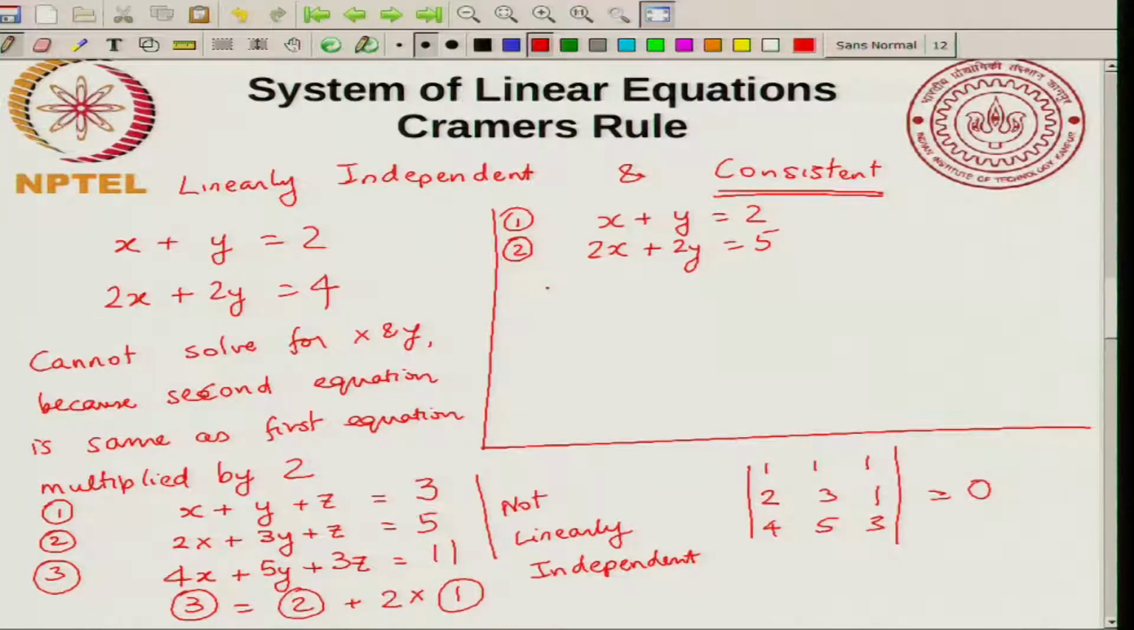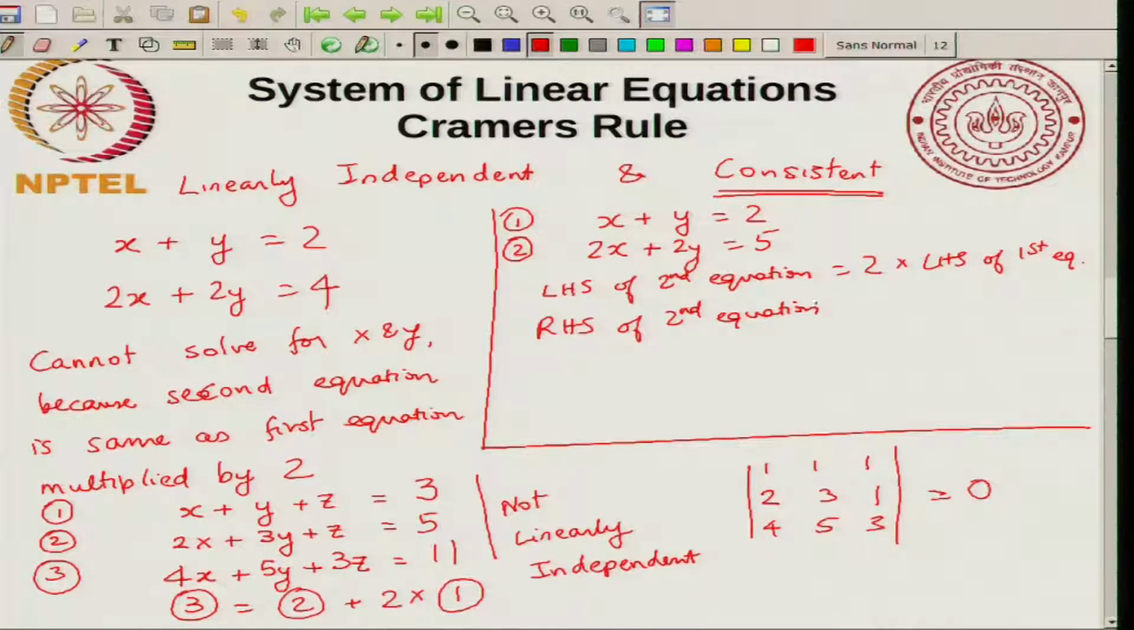So, left hand side of second equation is equal to twice the left hand side of first equation, but right hand side of second equation is not equal to twice the right hand side of first equation. Okay. In this case, the equations are said to be inconsistent.